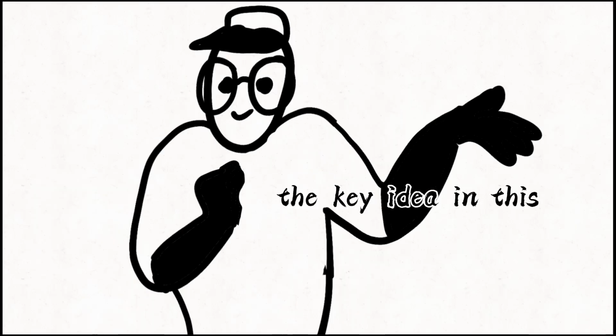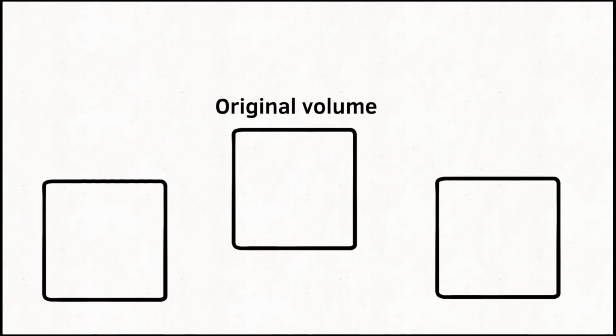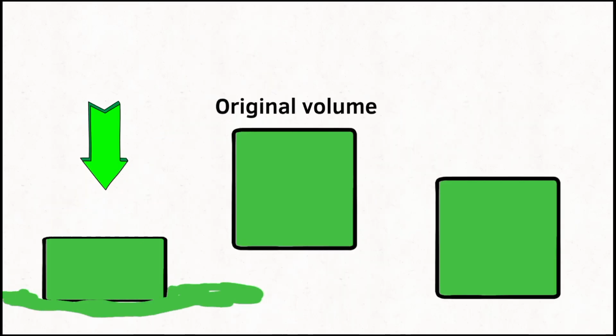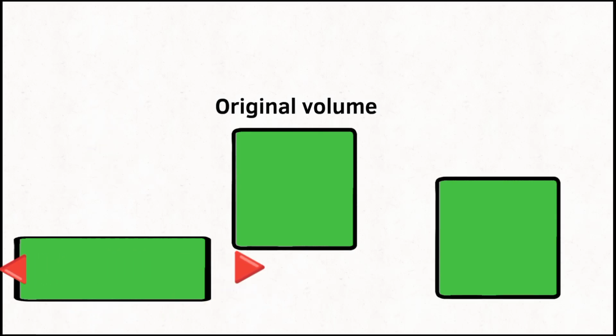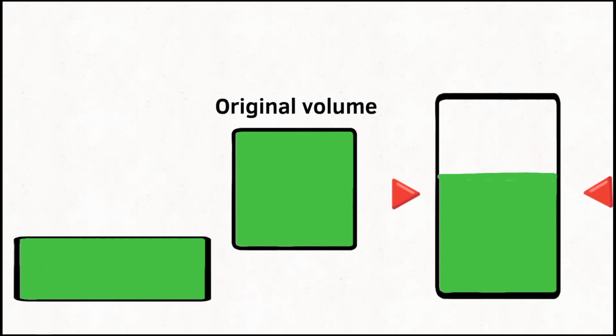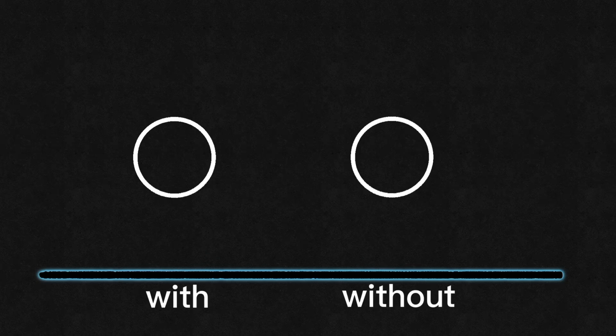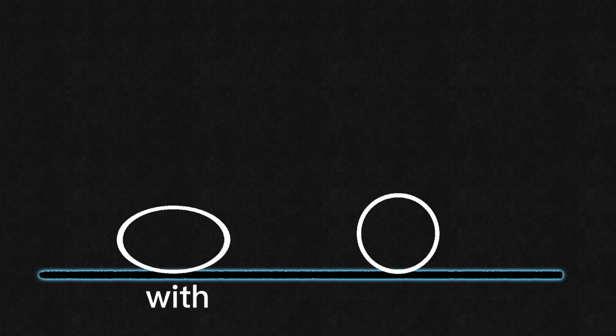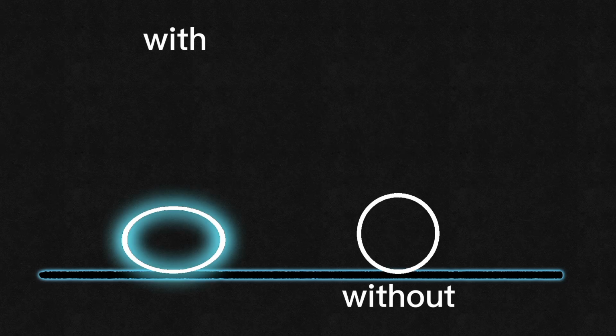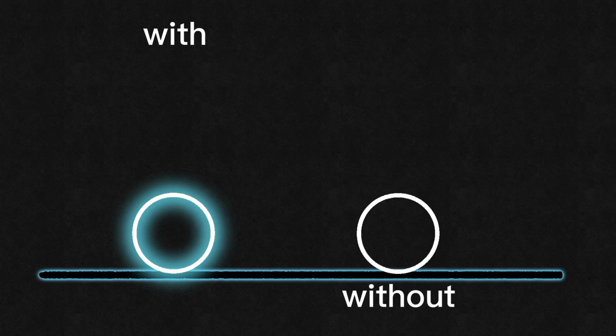The key idea in this principle of animation is that the volume stays the same. So if the shape squashes, it gets wider. If it stretches, it gets longer. Squash and stretch is used to add personality and realism. So without squash and stretch, the animation feels stiff and unconvincing. But with it, everything feels alive.